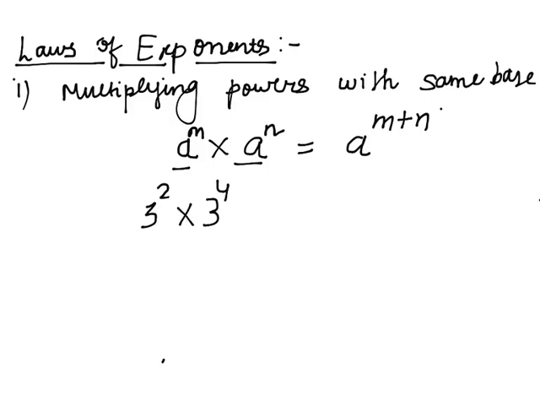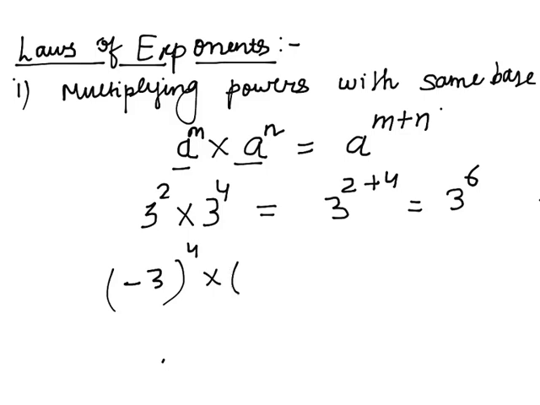So in this we will just add the exponents, means 3 raised to the power 2 plus 4, it will become 3 raised to the power 6. So this is our first law, multiplying powers with same base. In this, second one is, if we have a negative base, then nothing will change. Suppose we have minus 3 raised to the power 4 times minus 3 raised to the power 3.